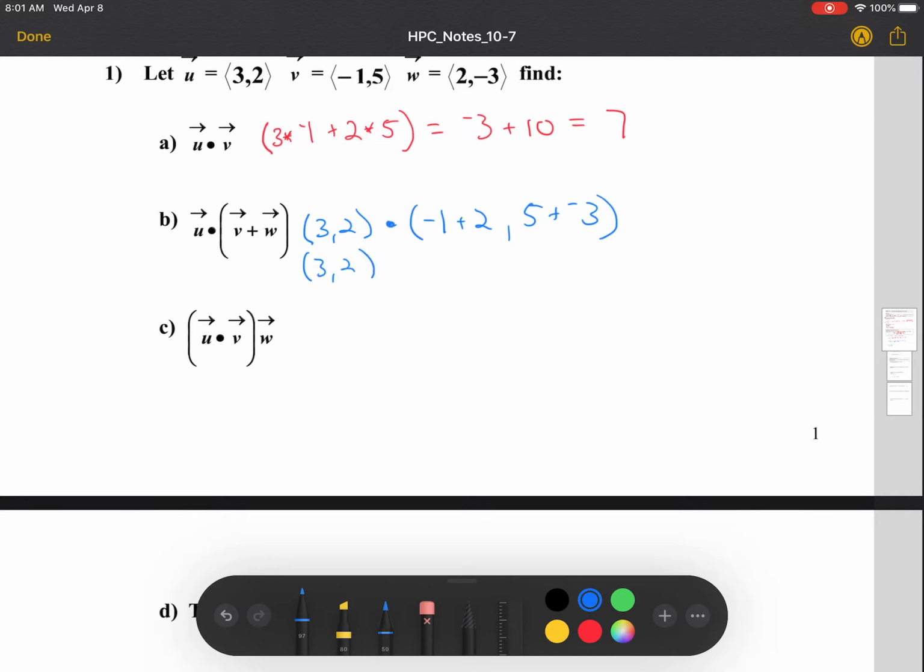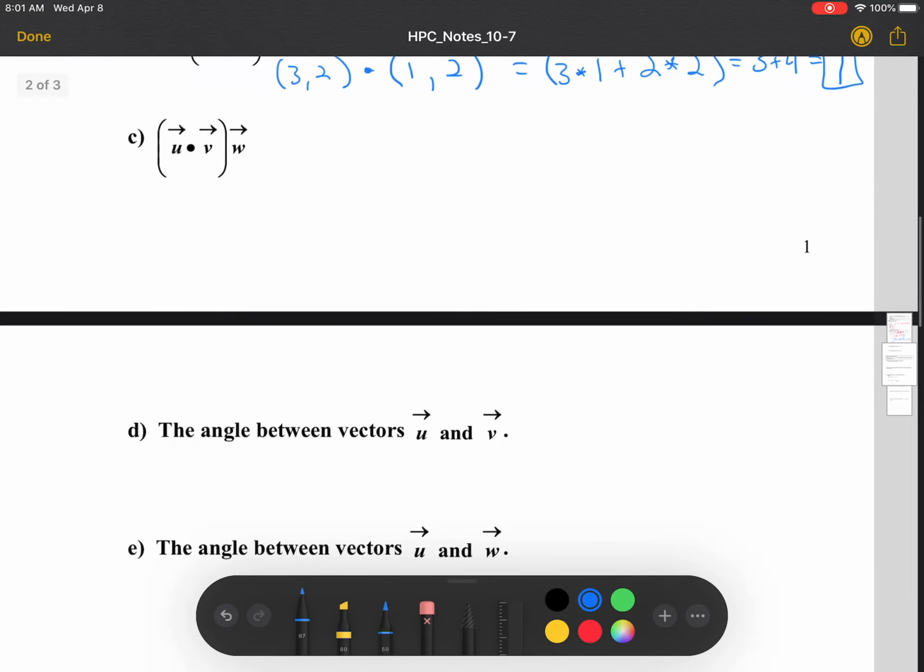Okay, so what we should get here is our (3, 2) dot (1, 2). When we keep solving this out, our dot product looks like 3 times 1 plus 2 times 2, which should equal 3 plus 4, which should equal 7. What do you know? Okay, going on down to C.